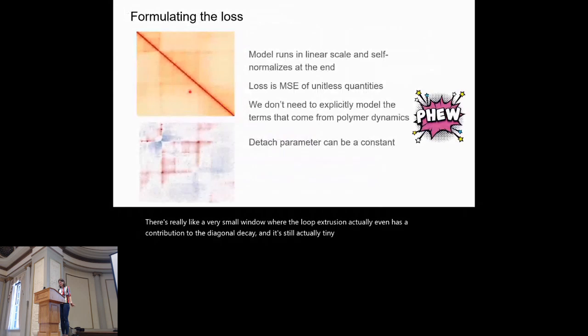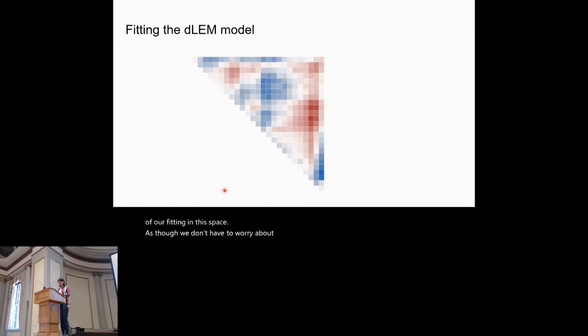But anyway, the solution is really simple. We have a biophysical model. It's going to run on the absolute scale, but before we do anything, we fit it. It actually self-normalizes, and so we do all of our fitting in this space. So we don't have to worry about the polymer terms.